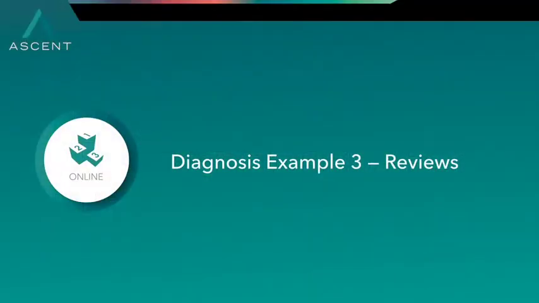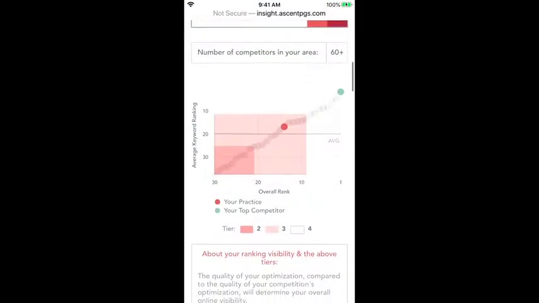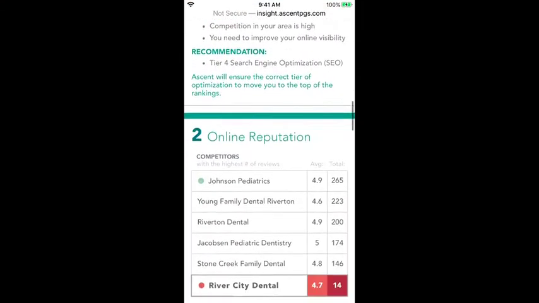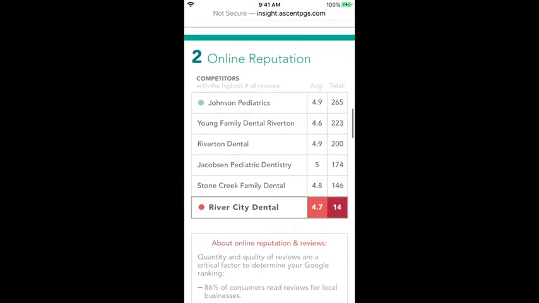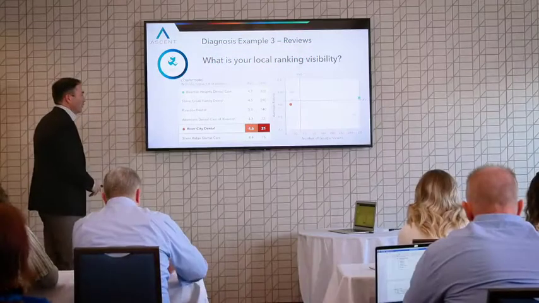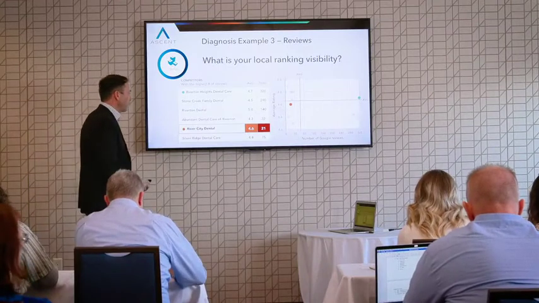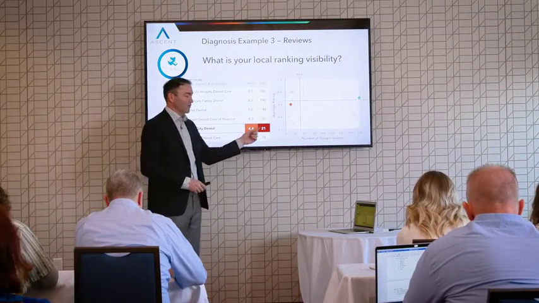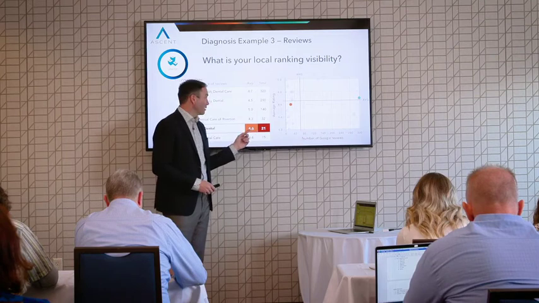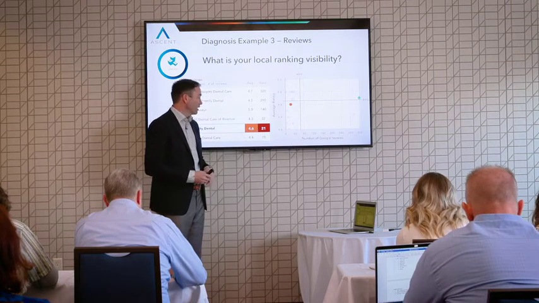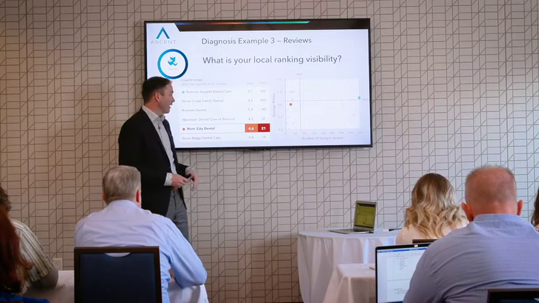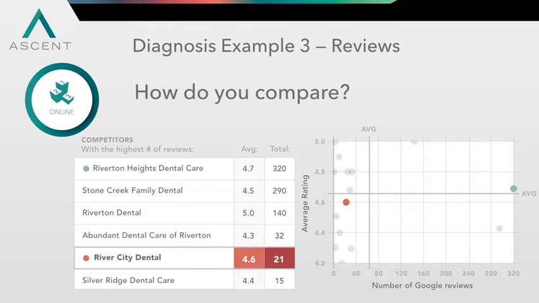So the next thing we're going to talk about are reviews. If you scroll down to your review section, you're going to see these two little charts. The first one will tell you how many reviews you have, your total number of reviews in the red on the right, and then the average in the lighter red on the left. This particular practice has 21 total reviews. Their average star rating is 4.6.